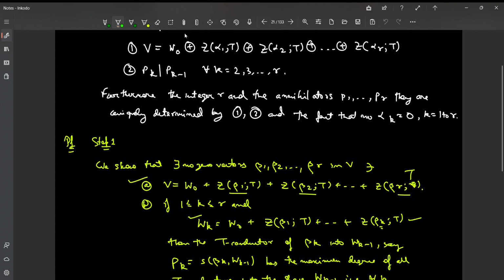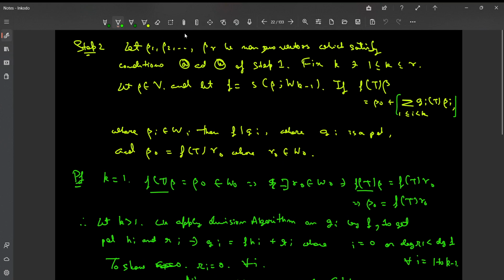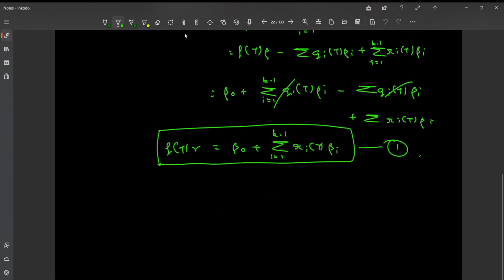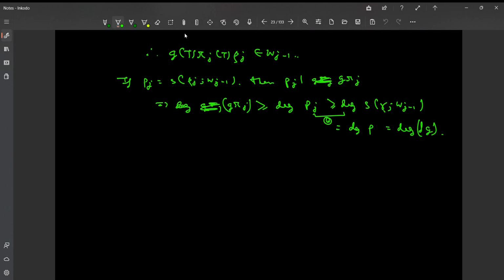But if you quickly recall what was there in step 1, sorry, this is step 2, let me come back to step 1. Yeah, step 1 said that if I have an index k between 1 and r, and wk is in this form, then if pk is the T conductor of beta k into wk minus 1, then this has the maximum degree of all the T conductors, right? So we simply use that fact.